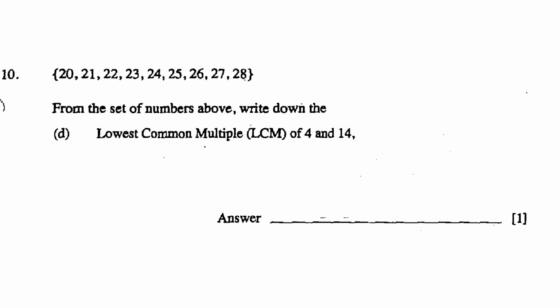All right, moving right along, let's go on to D. D says that we want the lowest common multiple of 4 and 14. So let's list the multiples of 4. Well, we have 4, then 8, then 12. My apologies. 4, 8, 12, then 16, then 20, and 24. And after 24, 4 times 7 is 28, 4 times 8 is 32, 4 times 9 is 36, and so on.